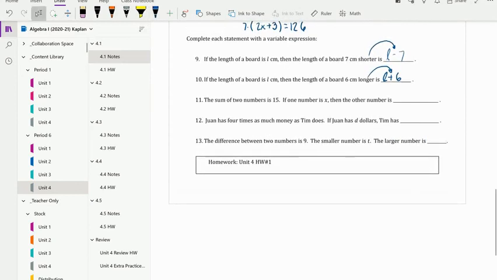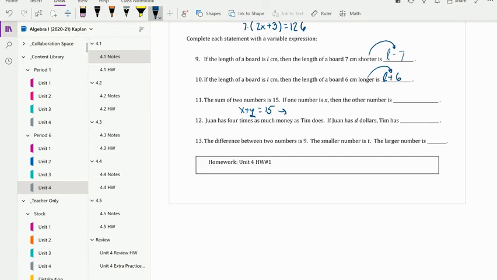Last few here. The sum of two numbers is 15. If one number is x, then the other number is blank. Okay, so this one we kind of need to figure out. We have two numbers in question, so we're going to call them x and y. We know one of the numbers is x. It says the sum of two numbers, so let's say x plus y equals 15. Well, if one of the numbers is x, then we want to find the other number. We want to find y.